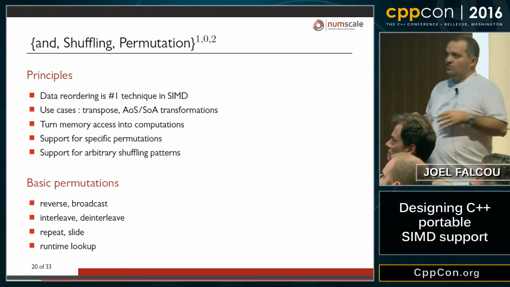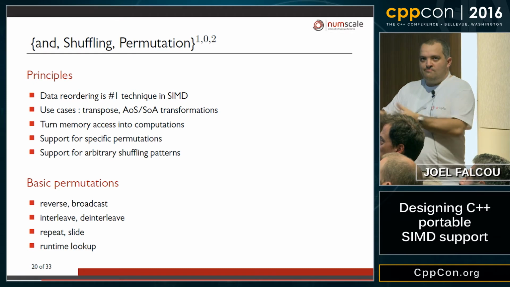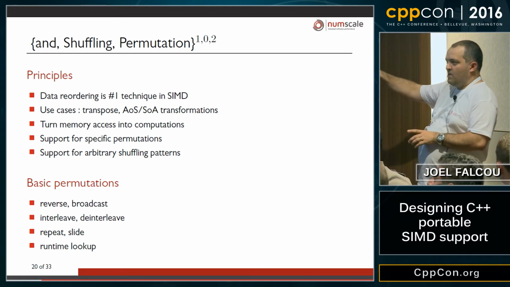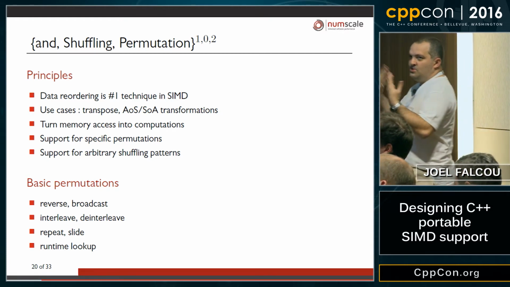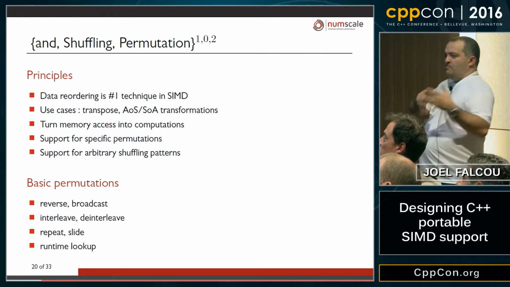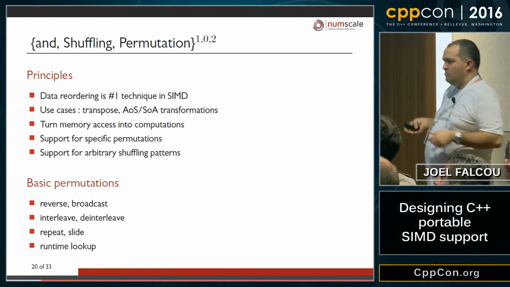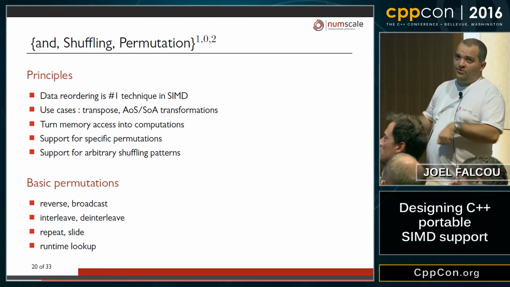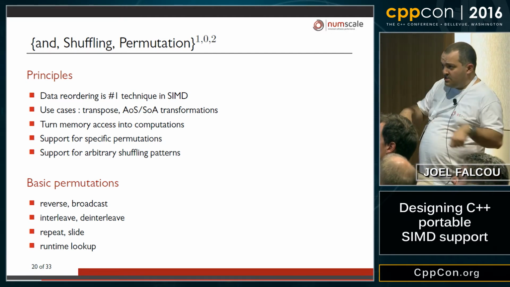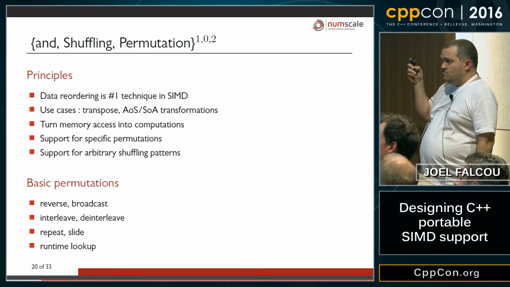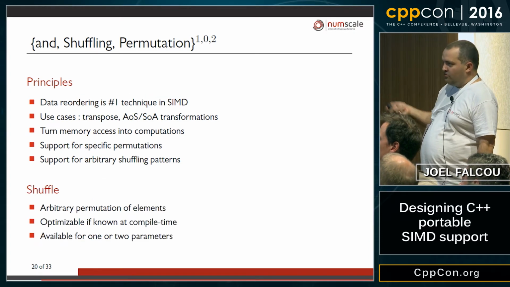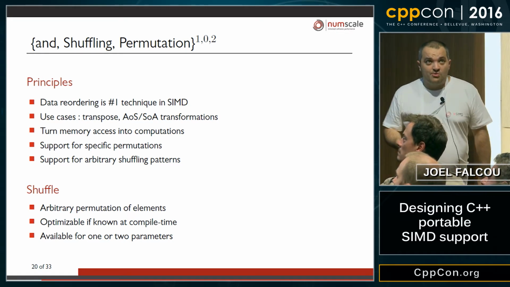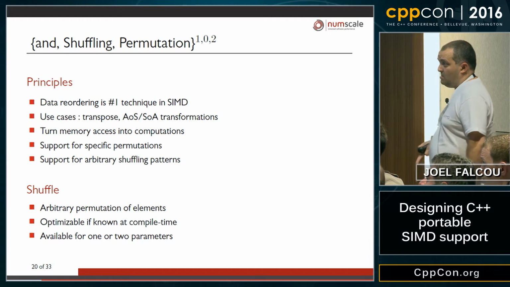So we have support for what we call specific permutations that are usually mapped to a direct intrinsic. So you can flip your vector, you can broadcast a value inside another one, you can interleave and deinterleave values. You can repeat a part, you can slide the value inside, and you can do what I call runtime lookup. So you can have a vector and a vector of indices, and you will at runtime reindex the vector. But the most fun one is actually the shuffle function that supports arbitrary permutation, and that gets optimally generated if the permutation is known at compile time.